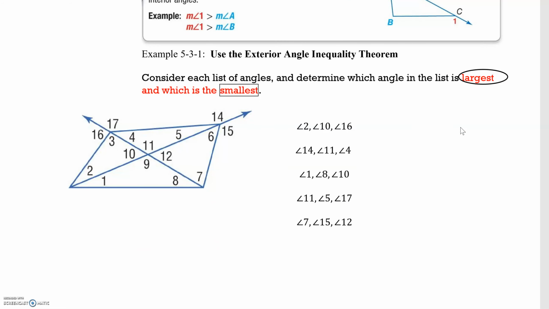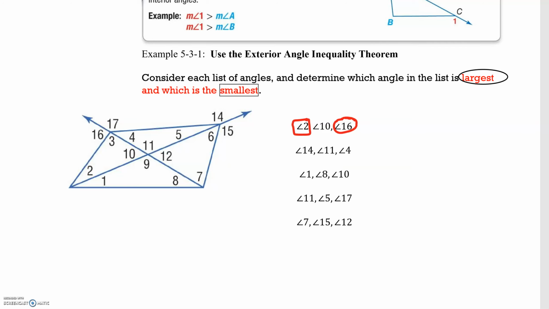So if we look at, I'm going to just circle them, 2, 10, and 16. 16 is the exterior, so we know it has to be the largest. So then is it 2 or 10 that's the smallest? I'm going to box that in and I'm going to circle the largest, which I already circled. Well, just looking at them, 2 has to be the smaller, so I'm going to put a box around 2.